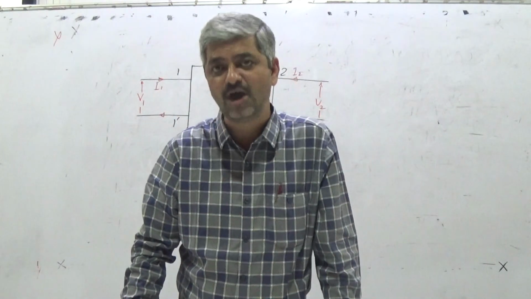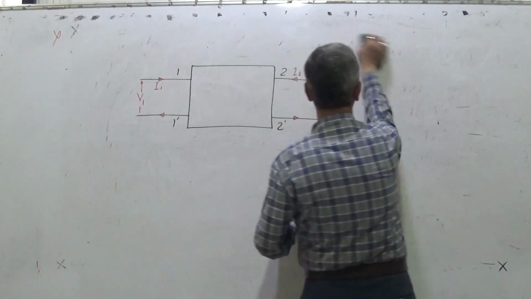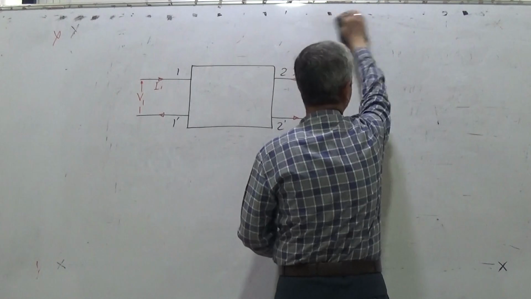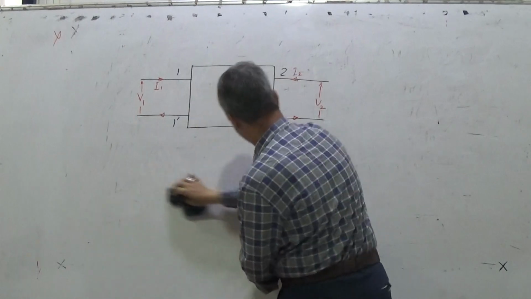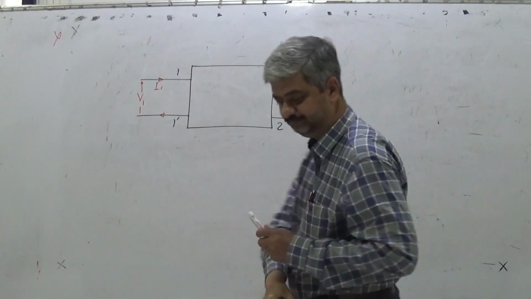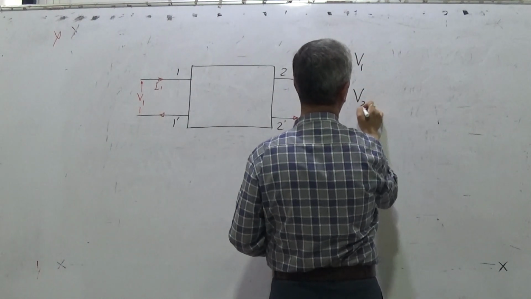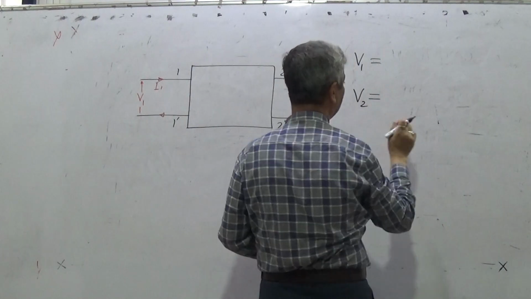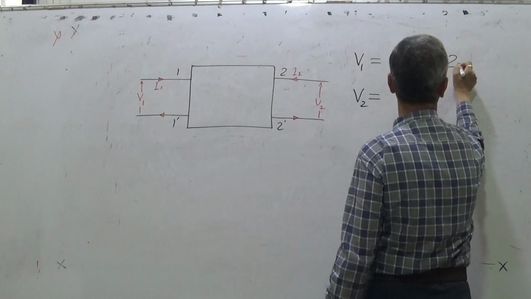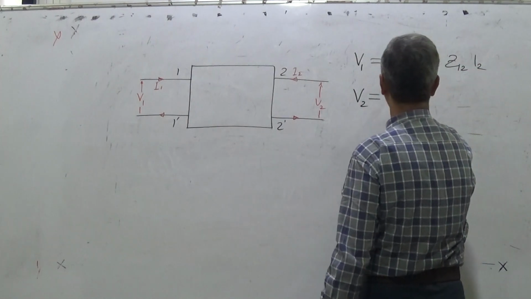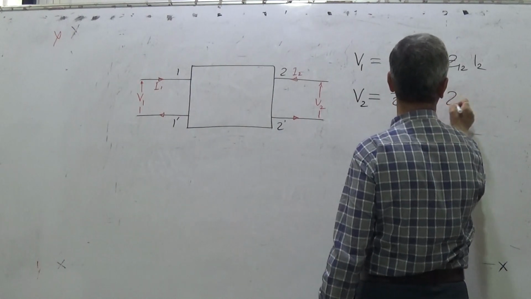Z parameters or impedance parameters, where we express voltage V1 and voltage V2 as linear combinations of currents: V1 = Z11 I1 + Z12 I2, and V2 = Z21 I1 + Z22 I2.